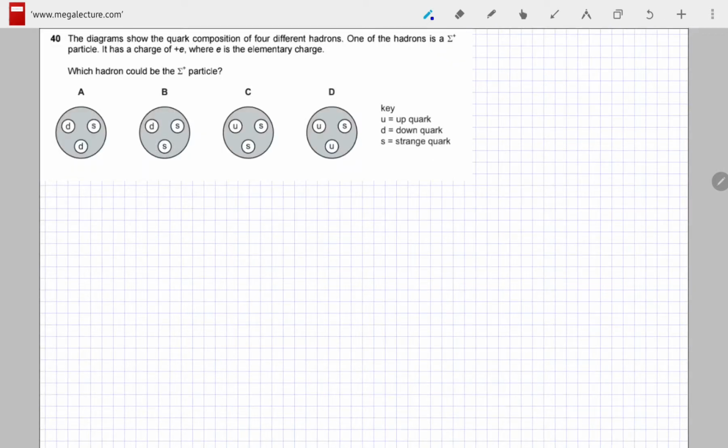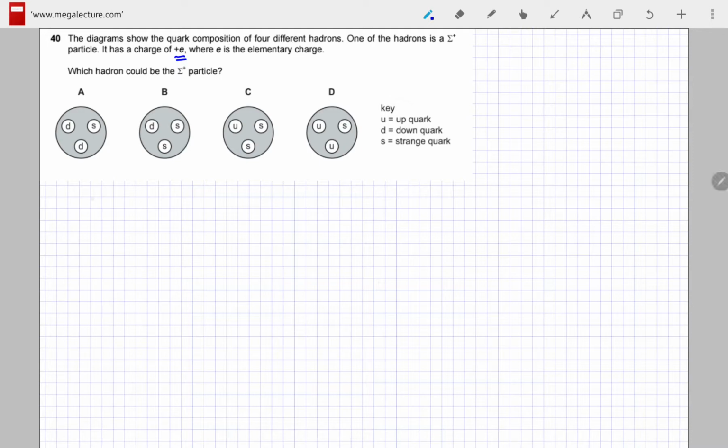Okay, so the final question, question number 40, we have diagrams which show the quark composition of 4 different hadrons. One of the hadrons is a sigma plus particle and it has a charge of plus e, where e is the elementary charge, we all know that. Which hadron could be the sigma plus particle? So we have to compute the total charge of these, and whichever particle turns out to be plus e could be the sigma plus particle.